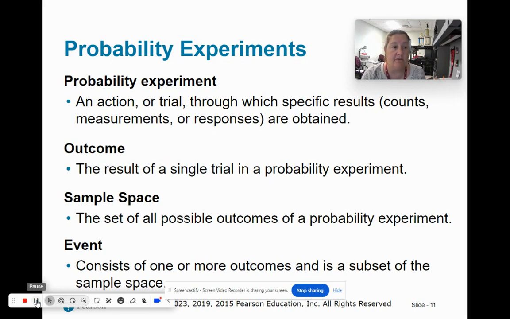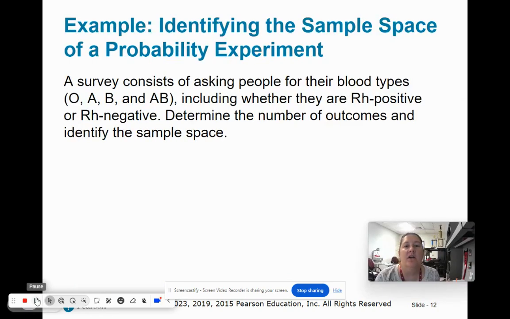An outcome is what you're trying to figure out in the probability experiment. Sample space is all the possible outcomes. Let's look at the first example to get an idea of what each definition represents. A survey consists of asking people for their blood types, including whether they are Rh positive or negative. Determine the number of outcomes and identify the sample space.